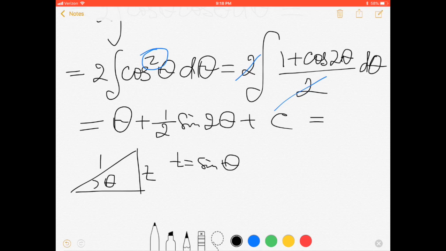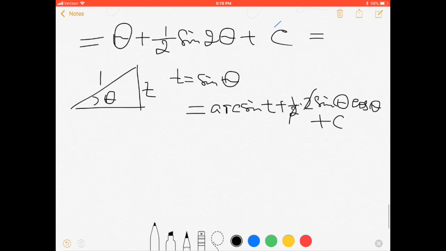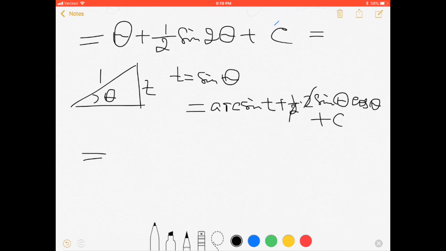Maybe I'll work with it a little bit more. First, theta will be arcsine t. I can't do anything more with that, but for the second term, I can rewrite it as 1/2 times 2 sine theta cosine theta, that's 2 and 1/2, plus c. Okay, this means I can rewrite my answer.